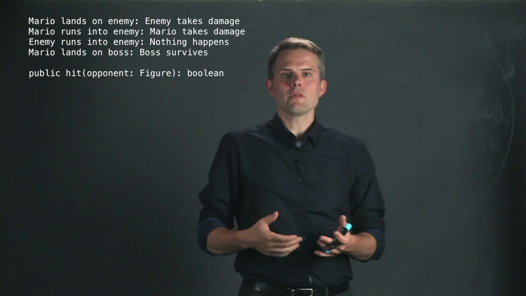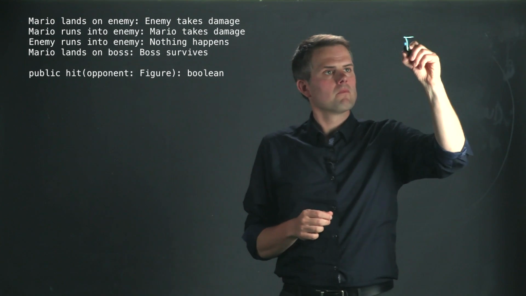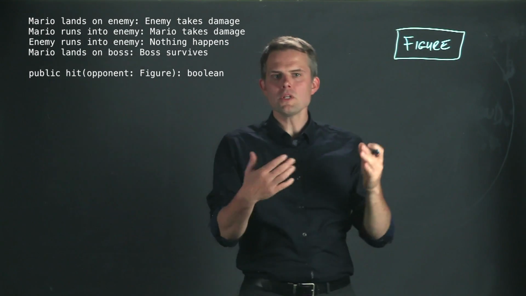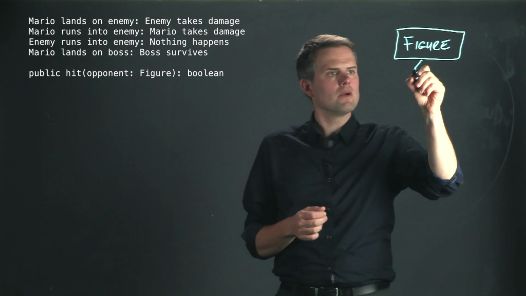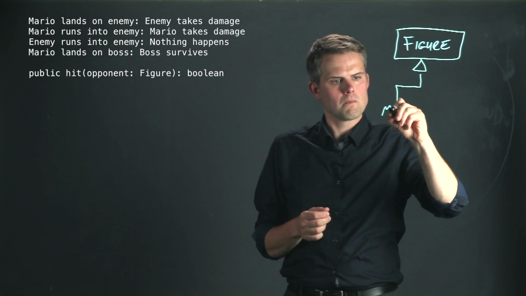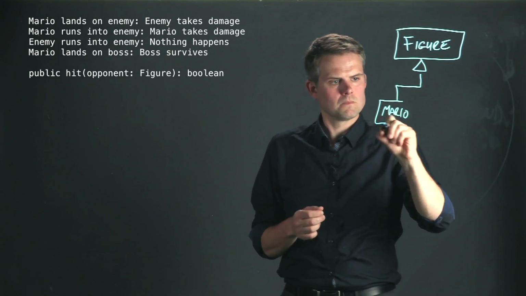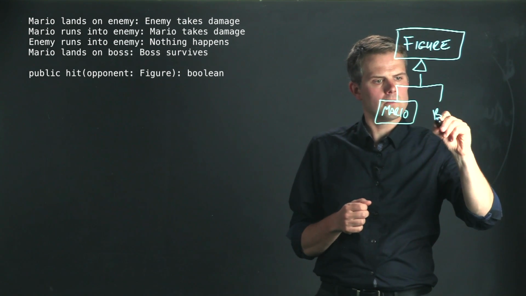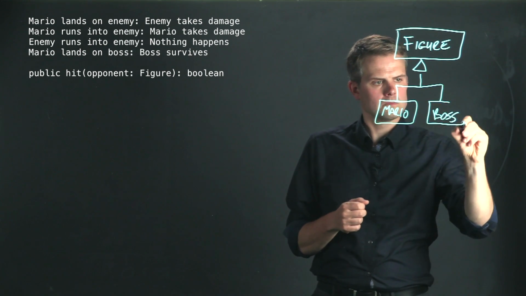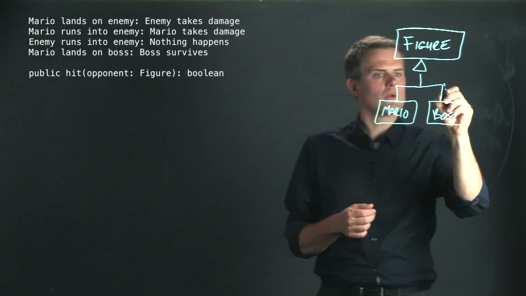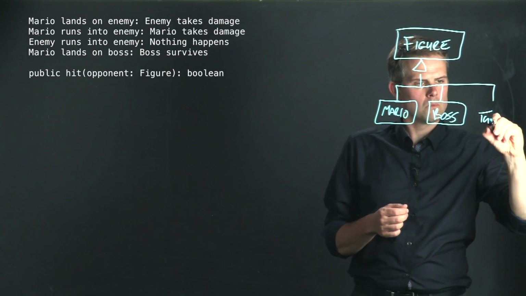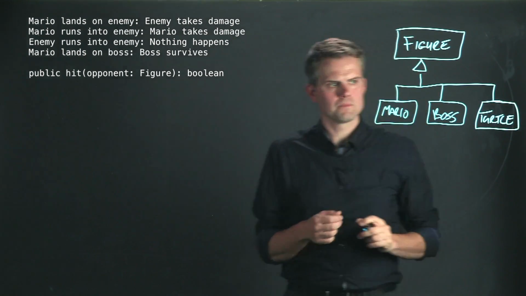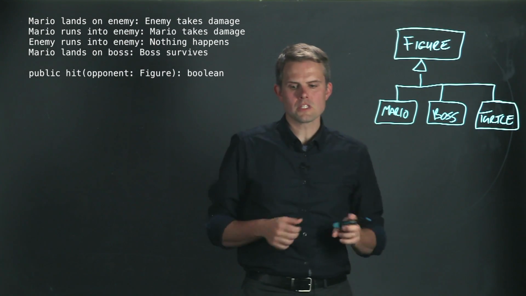So let's start by taking a look at the parameter. We know the parameter is a figure. From the spec, we know that we're interested in Mario, and Mario is a subtype of figure. We can also infer that we're interested in boss. So let's add a boss too. And we need a more generic enemy, so let's work with turtle here. So these are our 3 subtypes of figure.